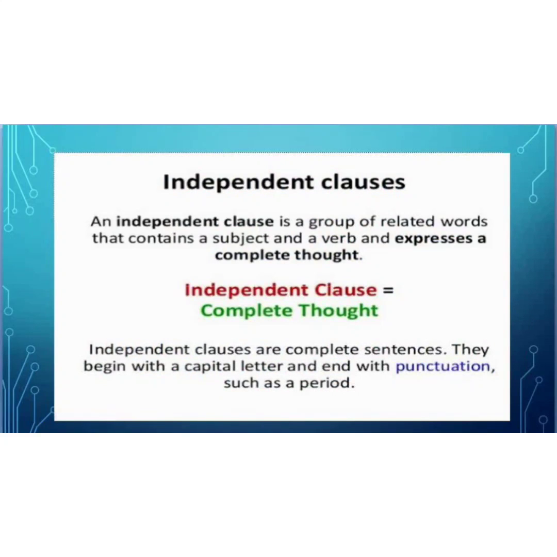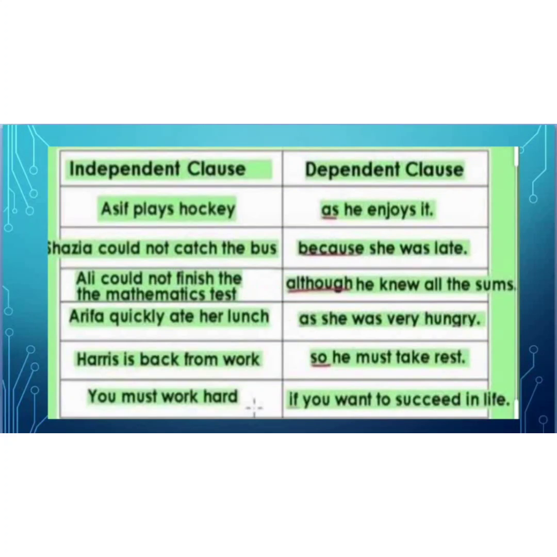What is an independent clause? An independent clause is a complete sentence. It's a complete thought. It gives us a complete message, so it can stand alone. They begin with a capital letter and end with a punctuation mark such as a full stop. It can be better understood with the help of these different sentences. Asif plays hockey. This is an independent clause. That means it's a free clause. This is a complete thought.